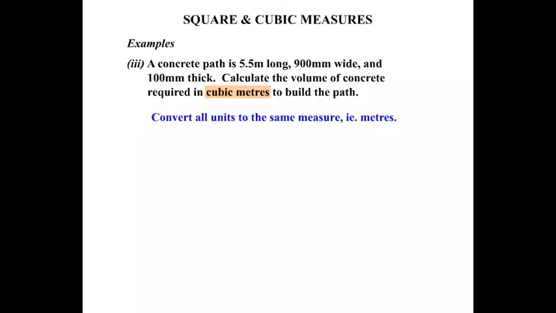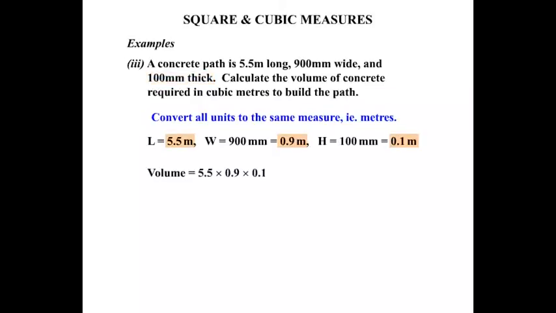So the first one there, the length, 5.5 meters, already in meters. 900 millimeters wide, the width, we need to convert that to meters by dividing by 1,000. In a similar way, the height, 100 millimeters, need to convert that to meters by dividing by 1,000. So the volume then, we have our three measures. So we multiply the length by the width by the height, and that calculates to be 0.495 cubic meters.